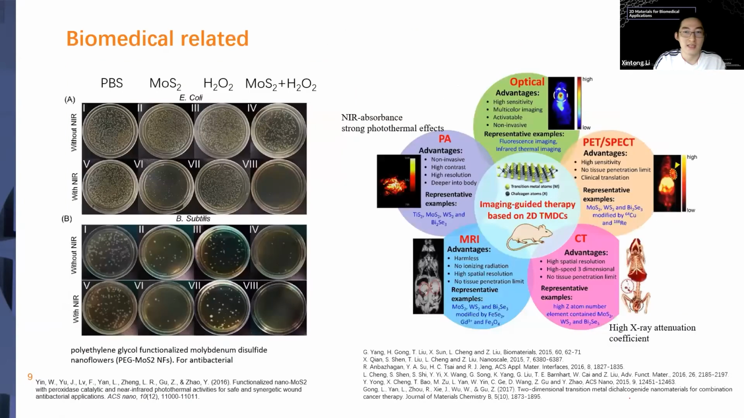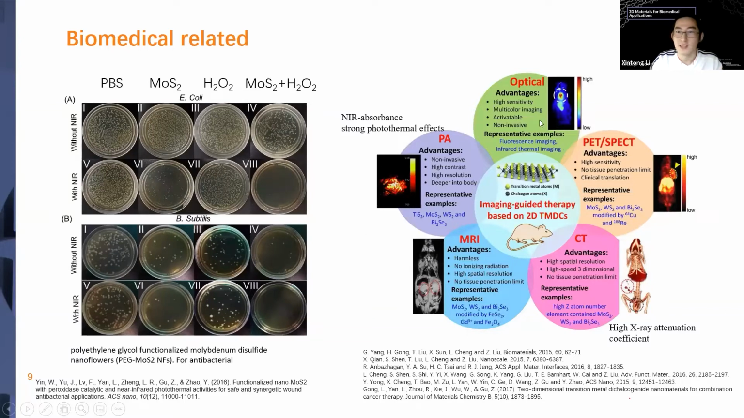So then, although I'm not an expert in it, I gathered some information about the biomedical related application. For example, on the left, I think it's PEG modified MoS2 nanoflowers used to do antibacteria experiments, and they used MoS2 plus hydrogen peroxide under near infrared irradiation. They found the antibacteria behavior to be quite efficient.